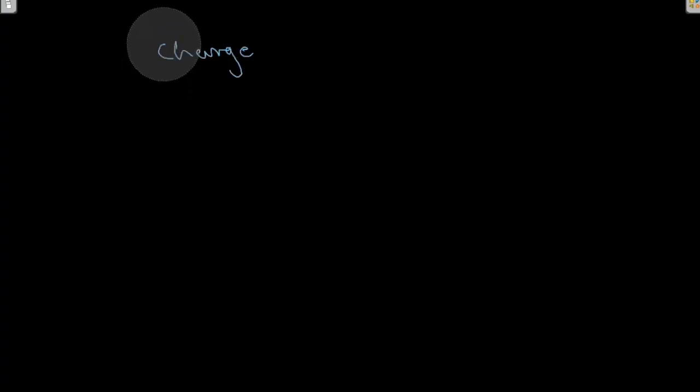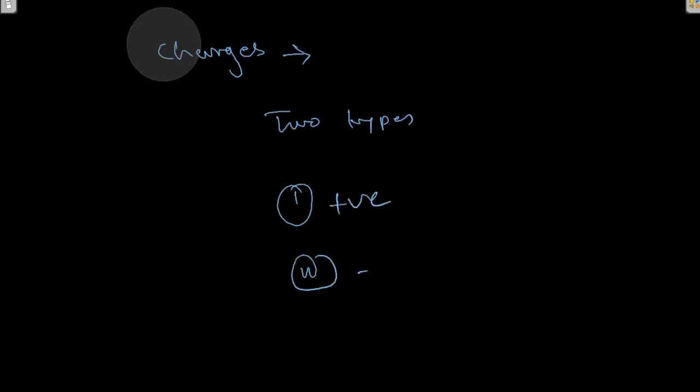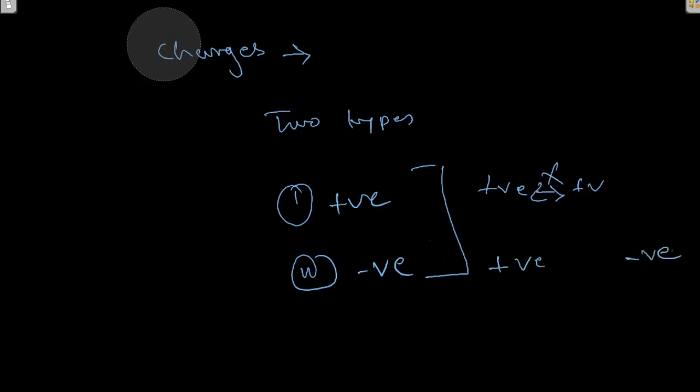Charges, we all know there are two types of charges. First one is positive charge and second one is negative charge. Electron is a negative charge, remember. There are some properties of these charges. Positive charge and positive charge will repel each other. And a positive charge and a negative charge will attract. They will attract each other.